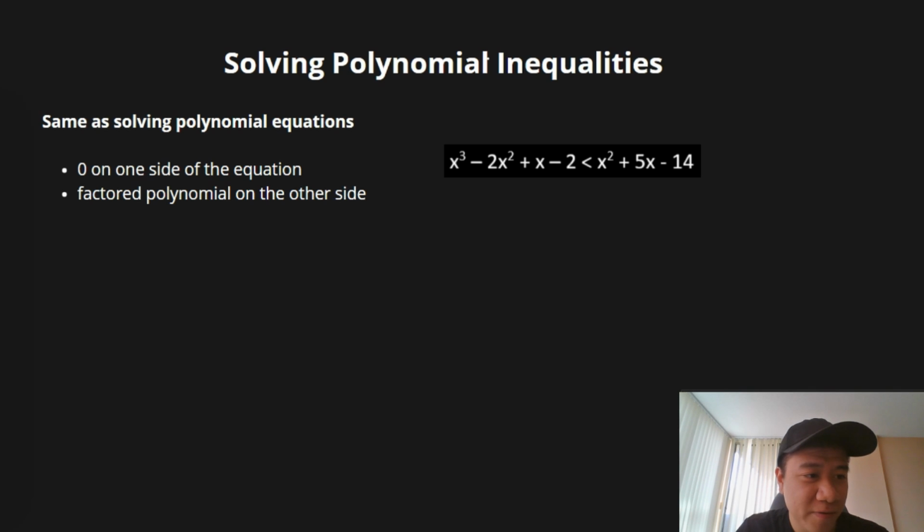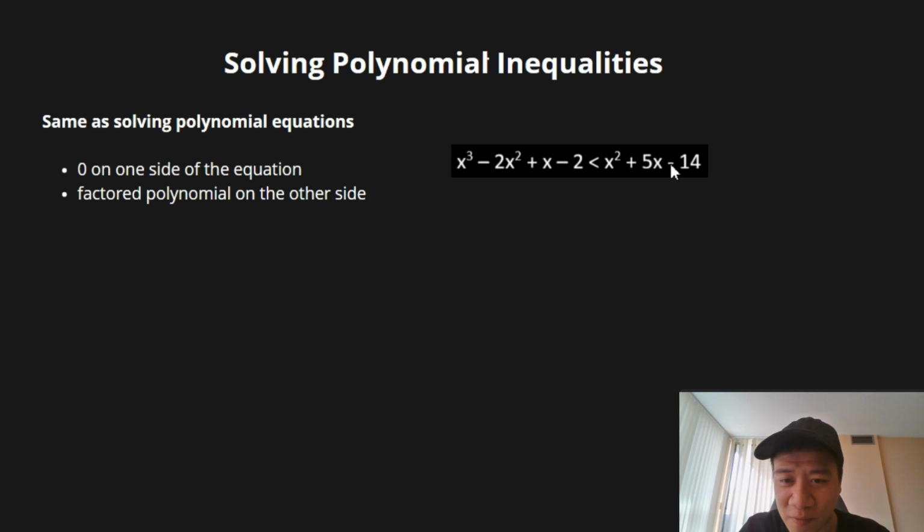The way we solve one of these inequalities is the exact same way as solving polynomial equations. We're going to pretend there's an equal sign over here and solve it just like a polynomial equation, and then do one extra step afterwards that will get us our range of numbers.